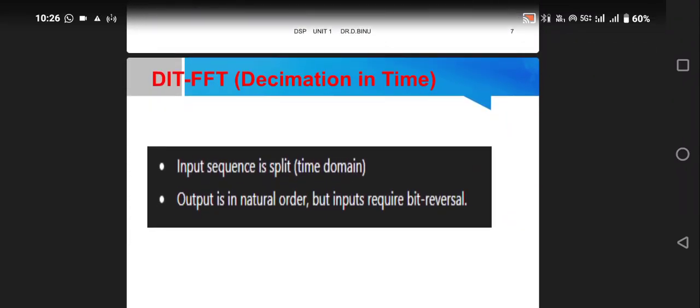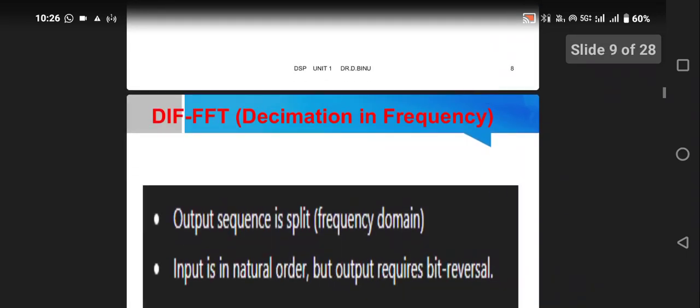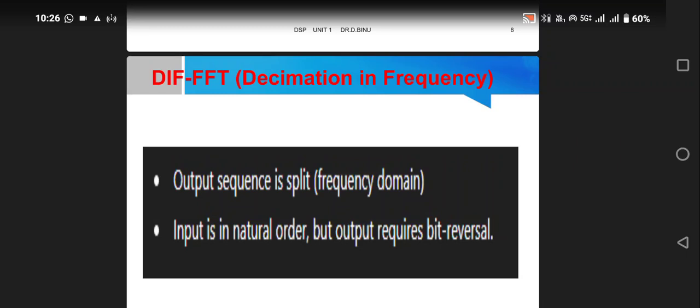What is meant by DIT, that is decimation in time? The input sequence is split in the time domain. Output is in natural order, but the input requires bit reversal. What is meant by DIF, that is decimation in frequency? The output sequence is split, that is the frequency domain. Input is in natural order, but the output requires bit reversal.